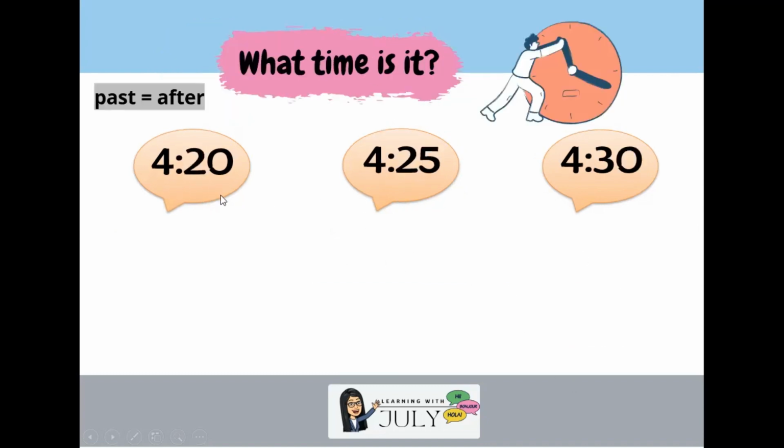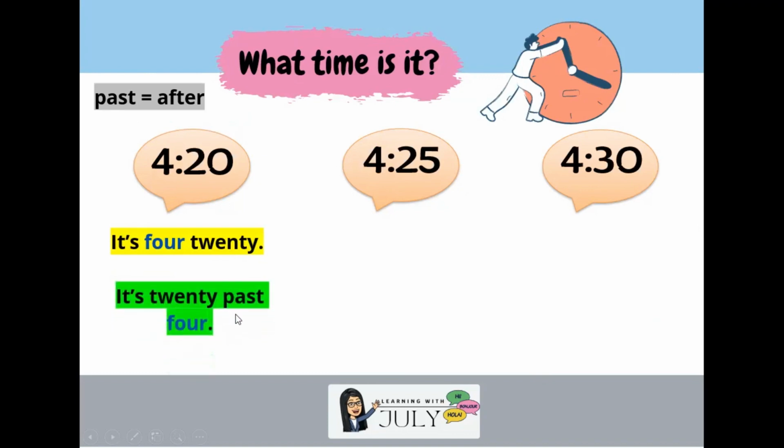4 y 20. De la forma fácil. It's 4:20. Segunda forma. It's 20 past 4. Recuerda que puedes cambiar este past por after. Okay? It's 20 after 4.